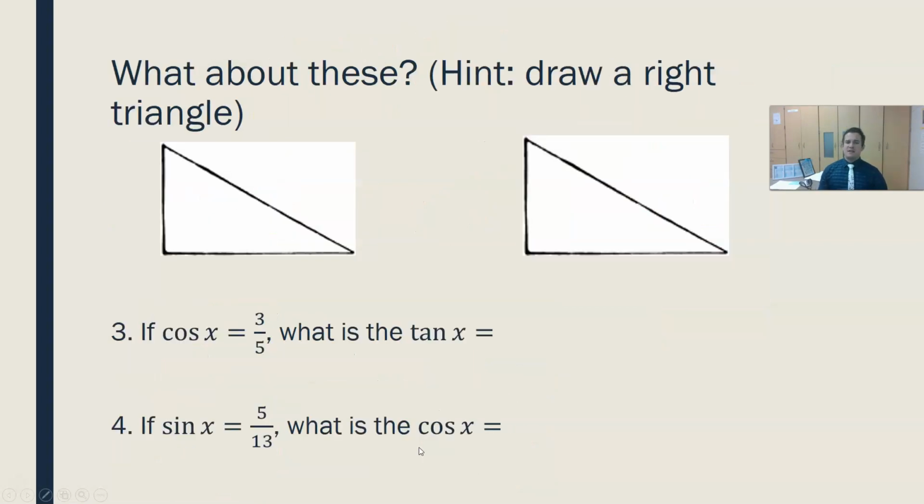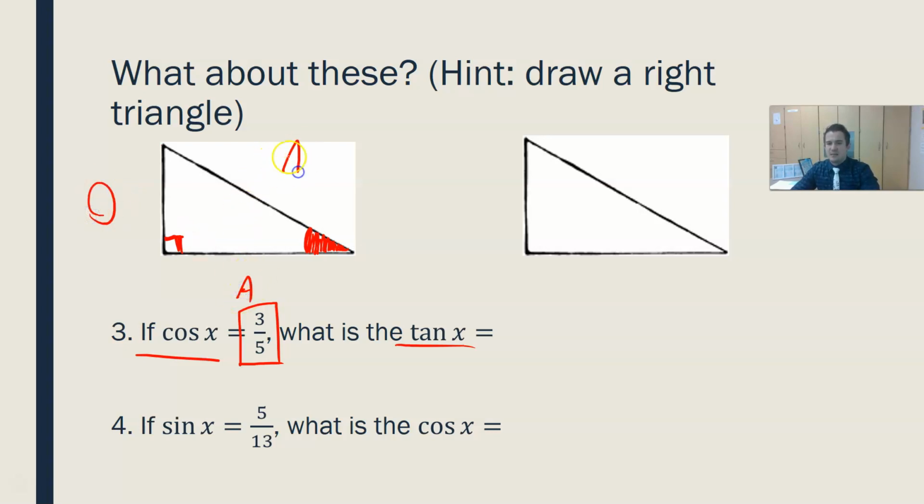Well, what about these? If I tell you that cosine of x is 3 over 5, and I want to find what the tangent of x is, how do I go about doing that? Well, first, I would recommend drawing some triangles. I have 2 right triangles, and I'm going to label an angle here. Say I'm looking at this angle. That would mean this is my opposite side, my adjacent side, and my hypotenuse.